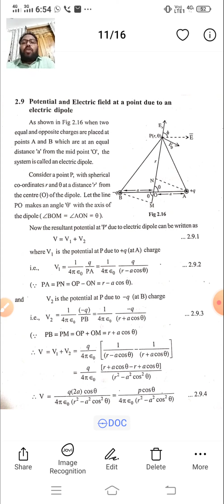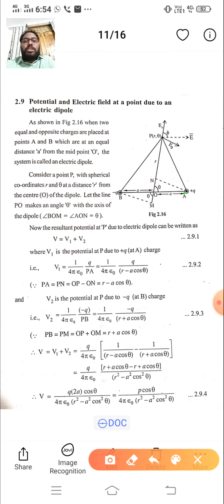When two equal and opposite charges, A and B, are placed at points A and B, which are at an equal distance a from the center point O, this system is called an electric dipole. Consider a point P with spherical coordinates r, theta, at a distance r from the center of the dipole.